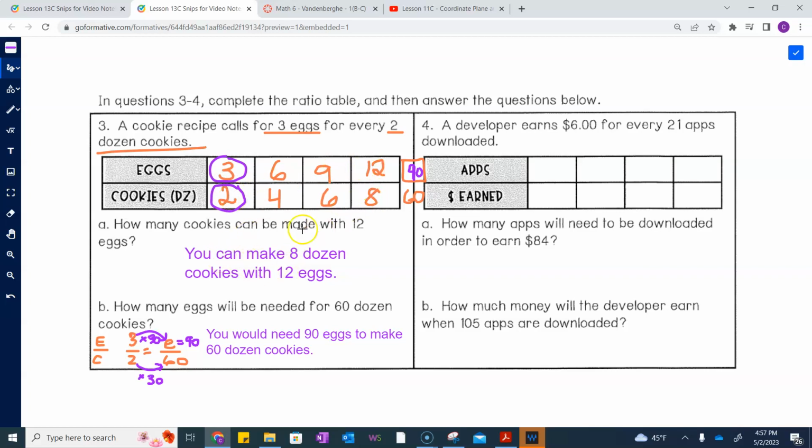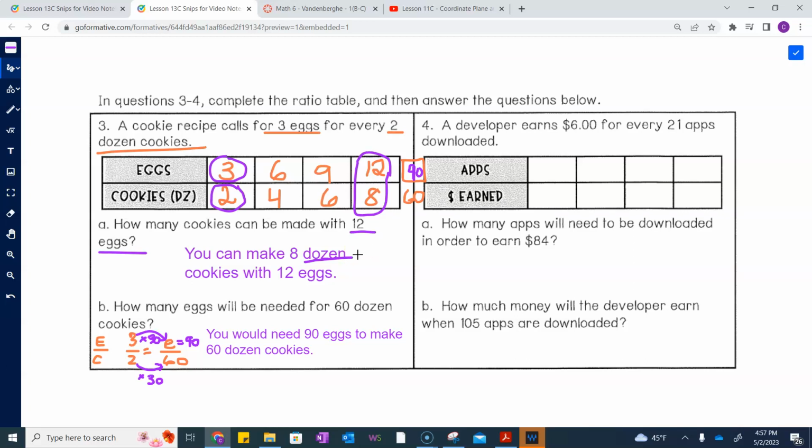And then what you would find out is, how many dozen cookies can you make with 12 eggs? Well, it's right here. If I have 12 eggs, I can make 8 dozen. Make sure you put the word dozen in there. That's a lot different than 8 cookies. 8 dozen cookies is going to be 96 cookies. So big difference. If you leave the word dozen out, that's missing out on a whole bunch of cookies.